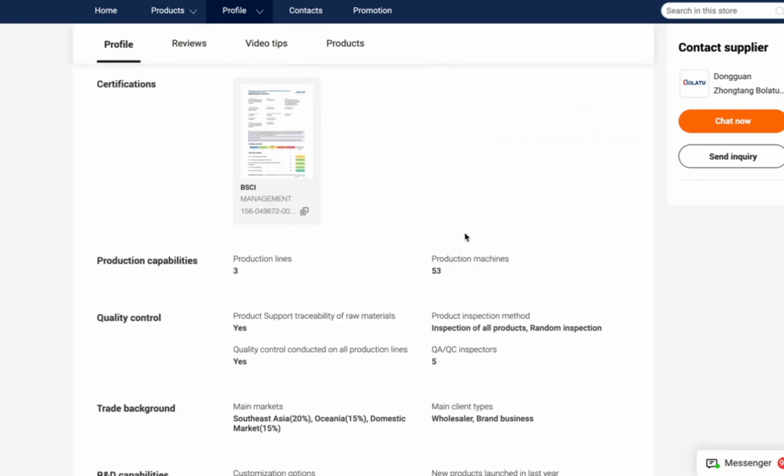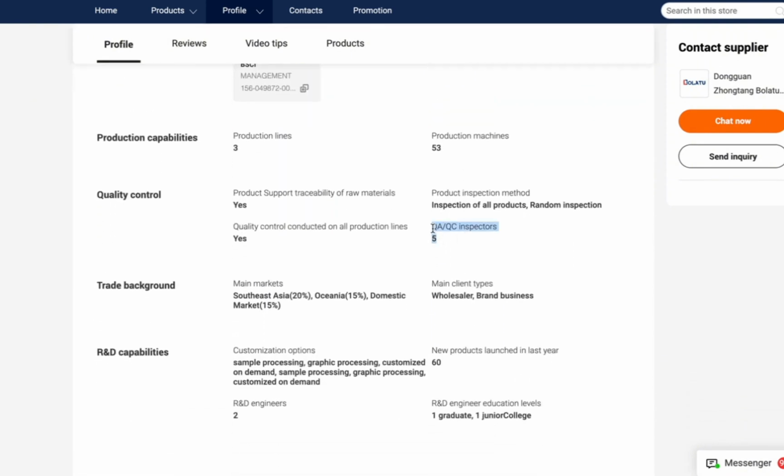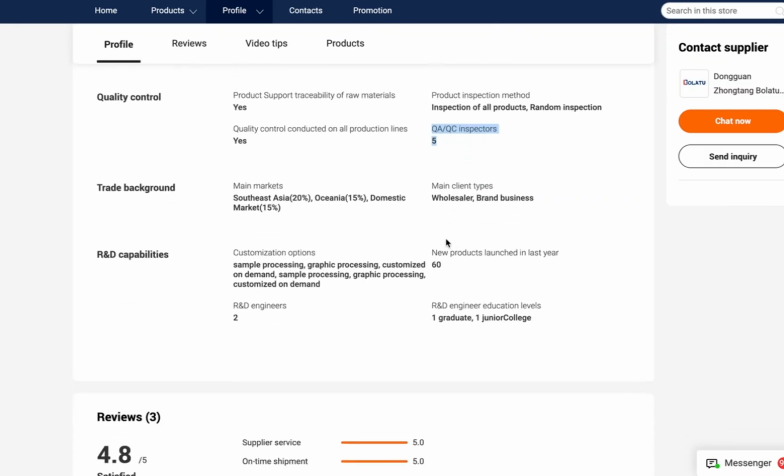Now let's check their export record. 20% of their export volume goes to Southeast Asia, 15% goes to Oceania, mainly Australia and New Zealand, and they also supply to domestic market. This is a very good indicator since these regions are very well known for their high quality standards.